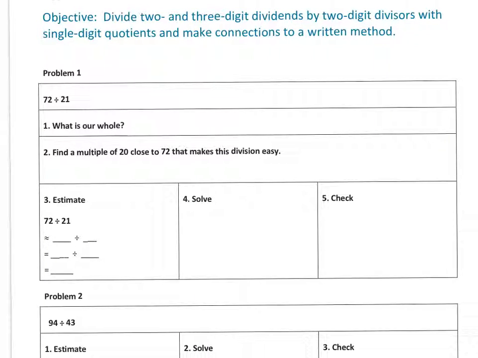Hey there, fifth graders. Let's keep going with our division practice. So today we're going to be using 2 and 3 digit dividends, and we're dividing them by 2-digit divisors, and they're going to have single digit quotients. So let's take a look.